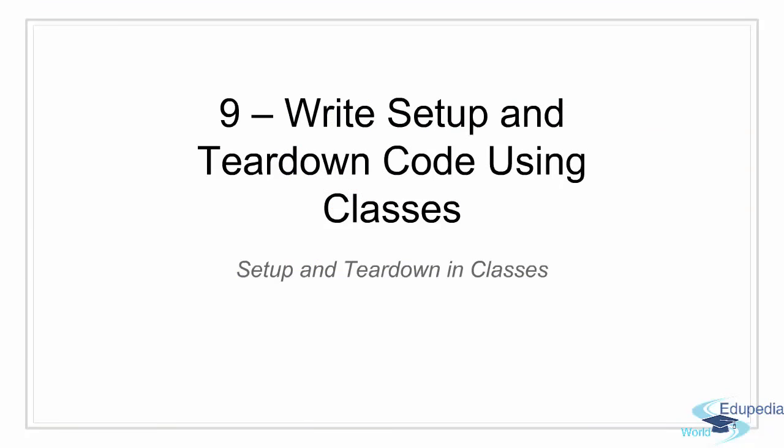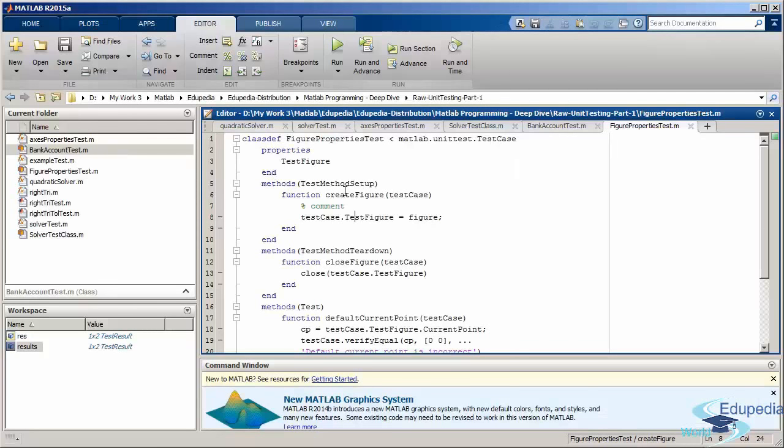Building on the class-based testing, I will be expanding the test class by adding class level and method level setup and teardown functions. Write method level setup code and class level setup code in class-based unit testing. First I will start with the method level setup code. The class file looks something like this. Here I have taken the example of a figure properties test.